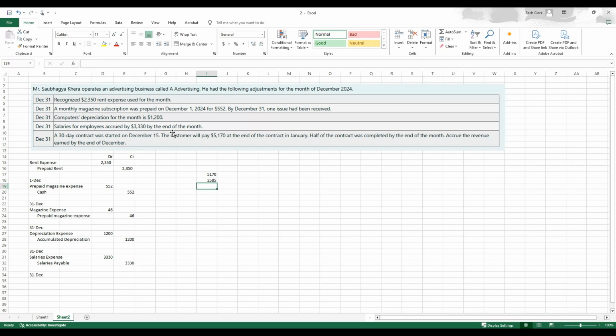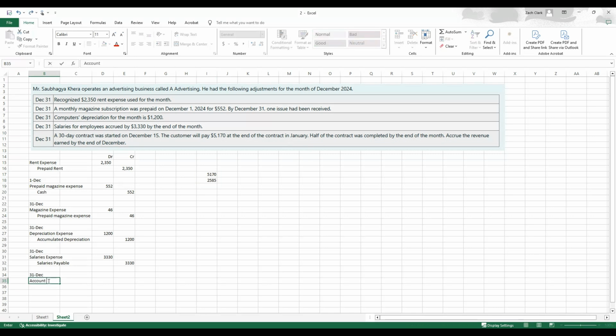So they'll pay us at the end of January. So we haven't received any money yet. So it's not unearned revenue, but it is an accounts receivable type transaction. It is earned revenue, accrued revenue, let's call it, accounts receivable. And it's exactly half what's completed, they tell us. So pretty easy math there.